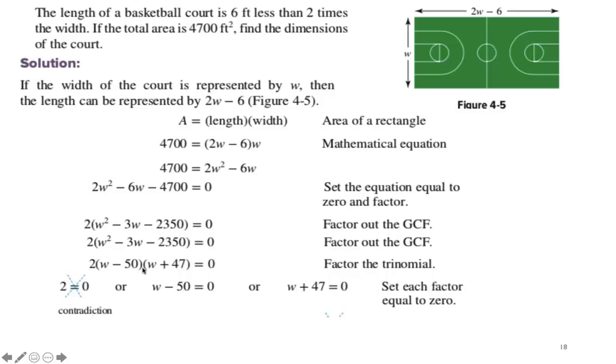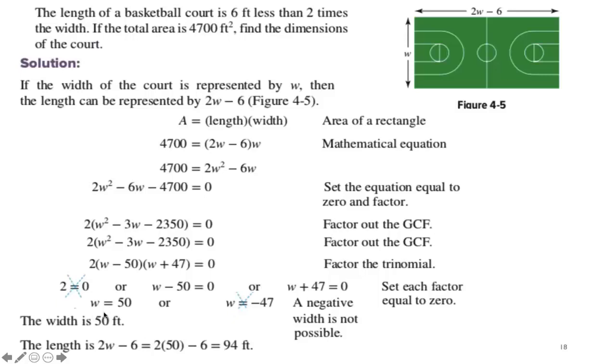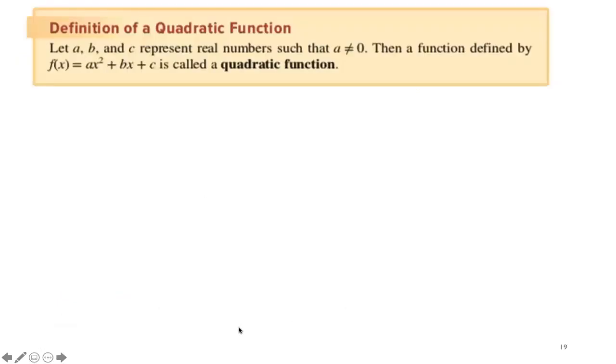And so now either w is 50 or w is negative 47, but we can't have a negative w, so it must be the case that the width is 50 feet. And then to find the length, you plug it back into the length formula, which is 2w minus 6. So that means the length is 94 feet. So there's the dimensions of the basketball court.